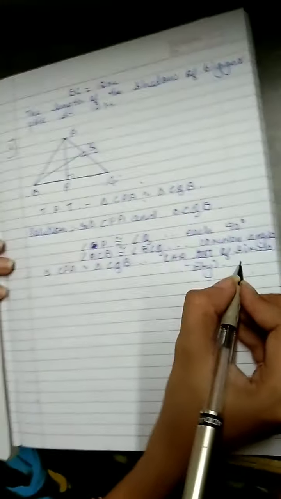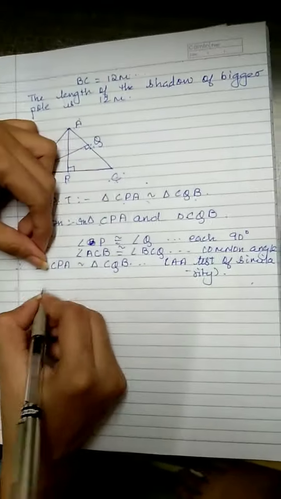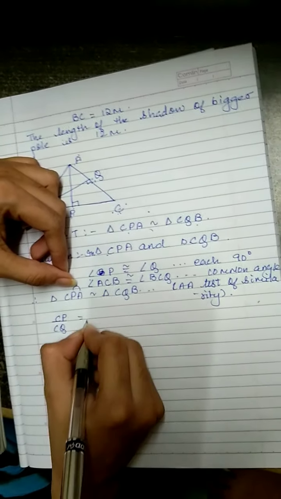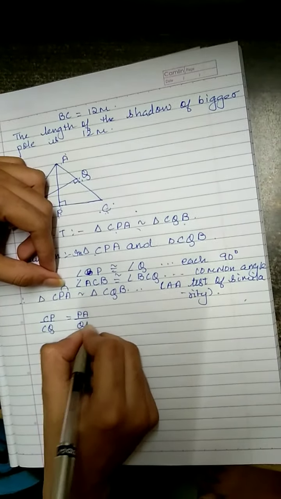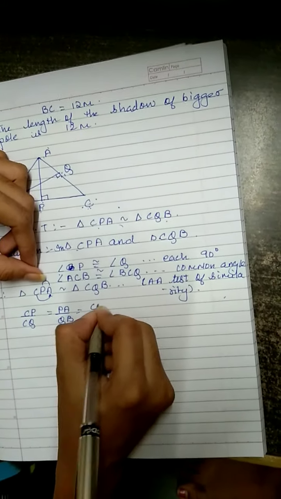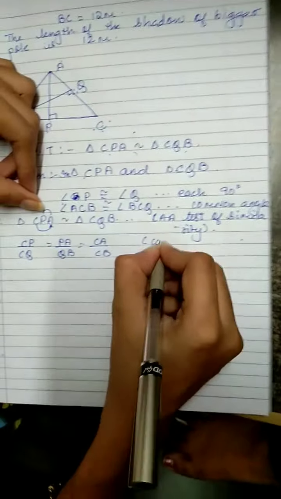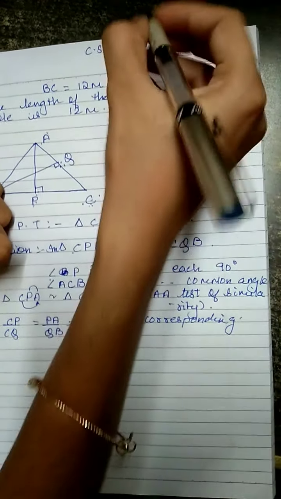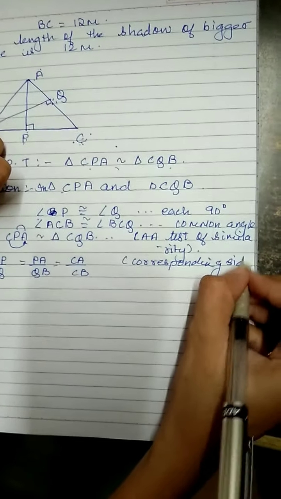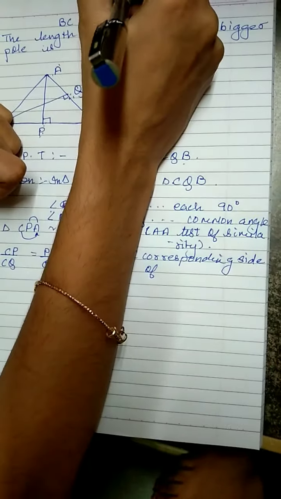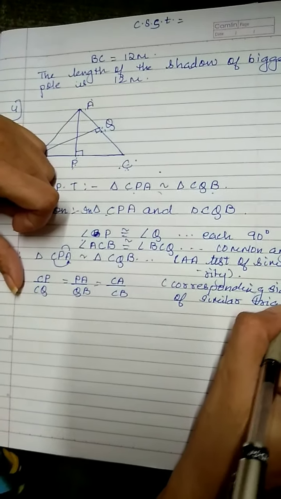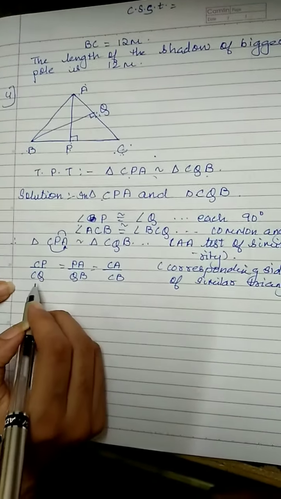Now the triangles are similar, so we can consider ratios, that is CP upon CQ, second PA upon QB, and third CA upon CB. Reason: corresponding sides of similar triangles.